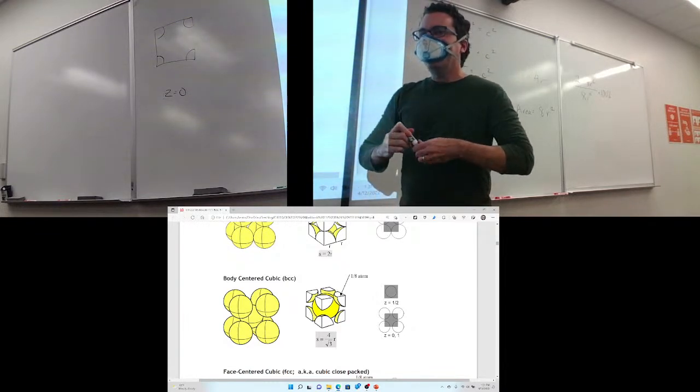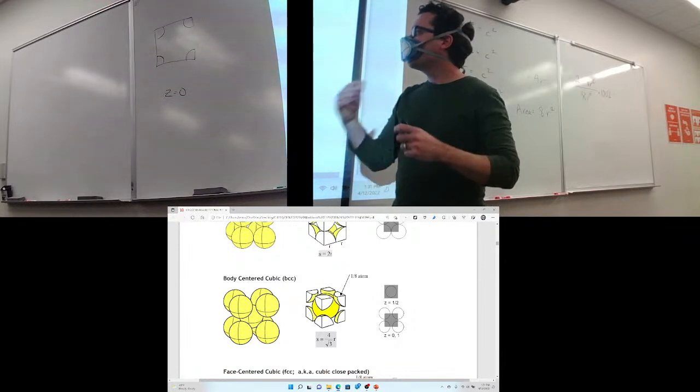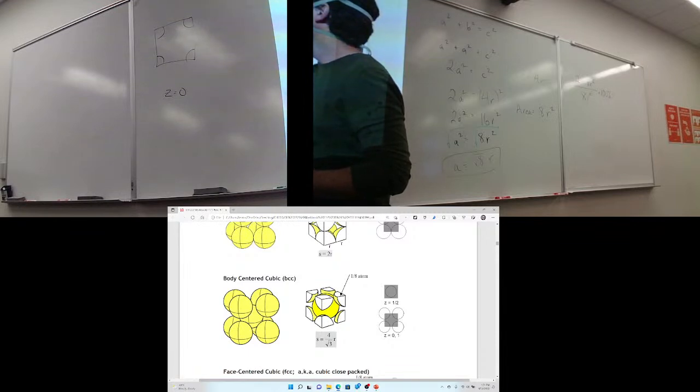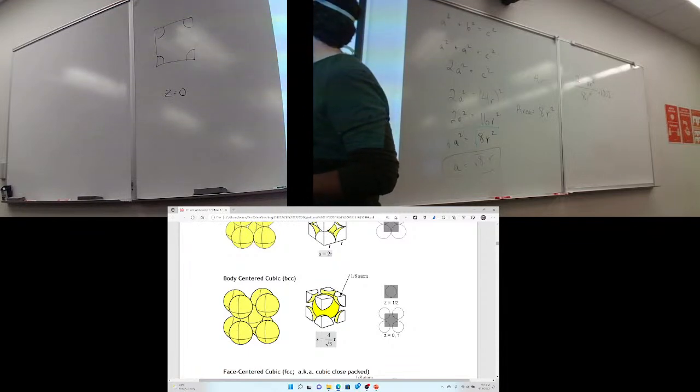So layer diagrams are going to be tricky because you're going to have to understand when you're looking at a corner atom versus a face atom versus a central atom. Does that make sense?